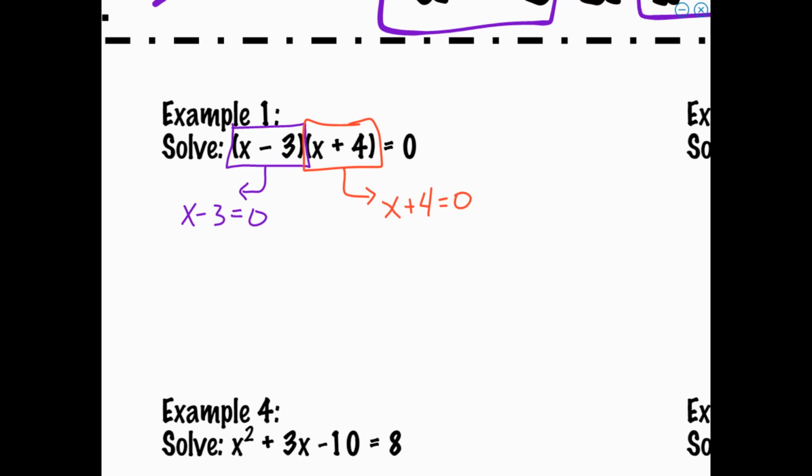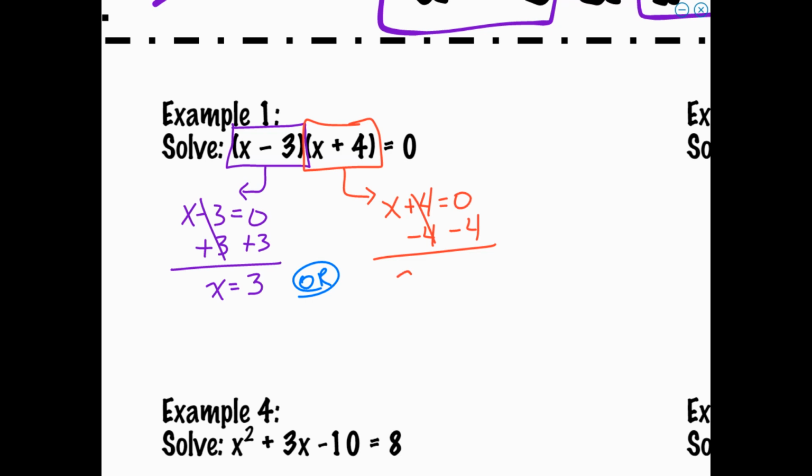And now we just need to finish solving. So how do I solve x minus 3 equals 0? How do I solve for x? What do I need to do? I heard somebody say it. Add 3 to both sides. So x equals 3. Or, how do I solve the other one? Minus 4 from both sides. So x equals negative 4.